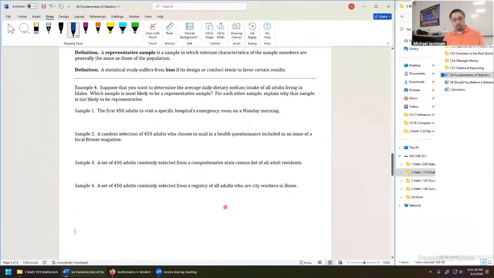We were told in the last problem we had a representative sample of San Fernando Valley residents. What that means is that for that sample, the relevant characteristics of the sample members are generally the same as those of the population. So those 100 San Fernando Valley residents have characteristics about them that really represent everybody in San Fernando. We didn't just take 100 people from, say, one region, one county. We have people that represent people all over San Fernando. So that's what a representative sample would mean.